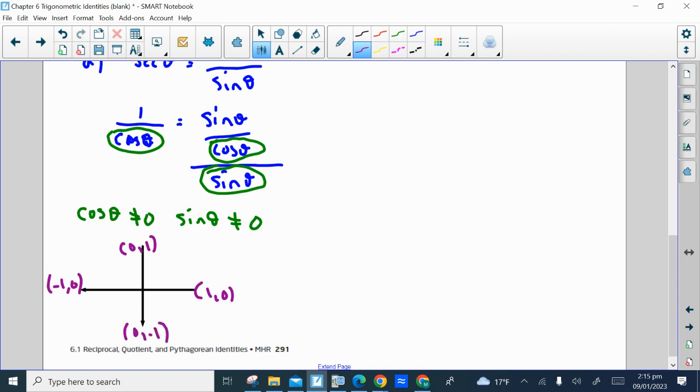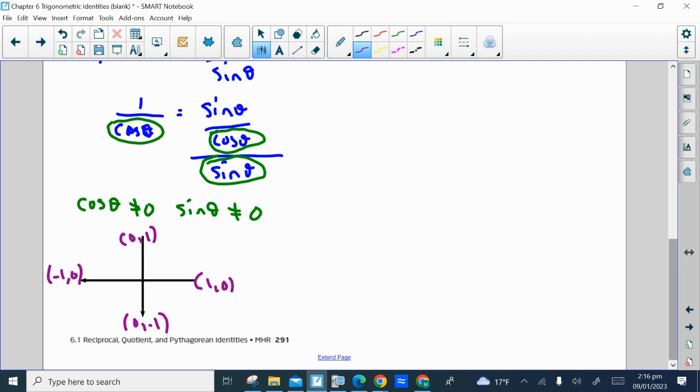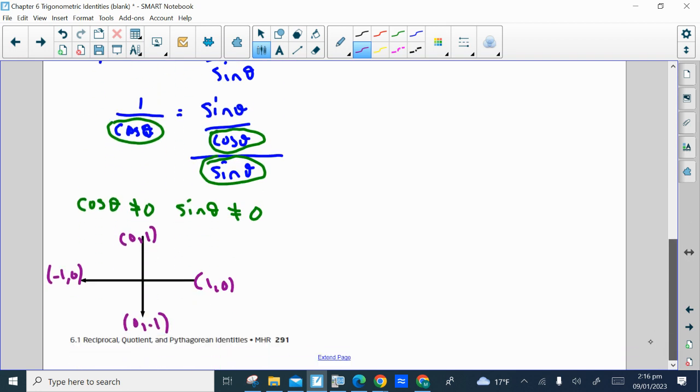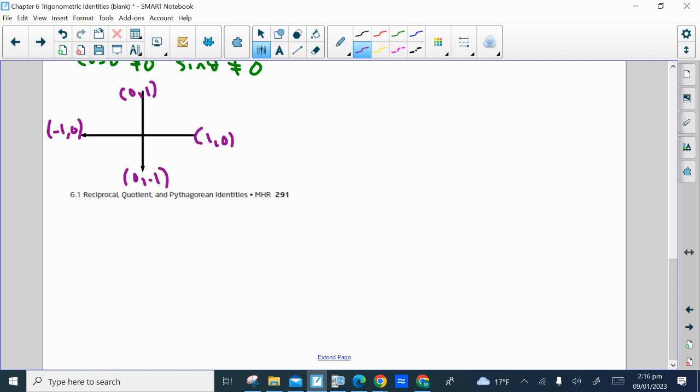These are where either sine or cosine equals 0. Remember that sine is the y value, cosine is the x value. So at 90 degrees and 270 degrees, that's where cosine equals 0. Whereas at 0 degrees and 180 degrees, that's where sine equals 0. So basically our restrictions here are that theta cannot equal any multiple of 90 degrees.